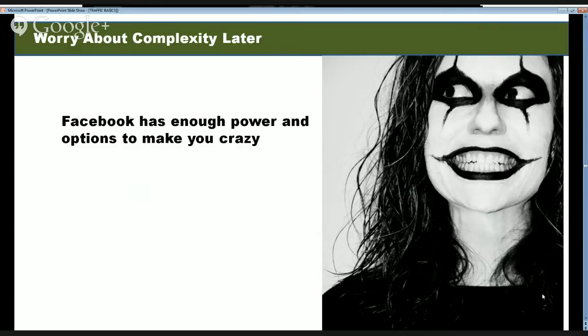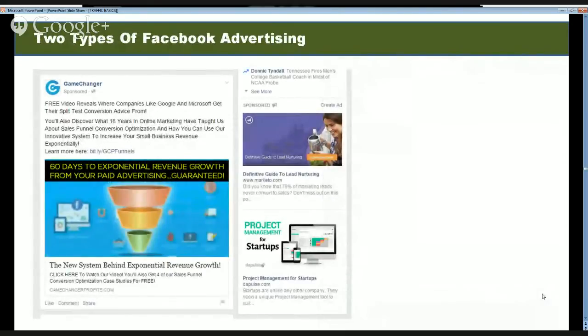If it costs you $12 or $15 or even $30 to acquire a customer, you can pay for that with your fast start bonus, no problem. So keep it simple. What we're going to show you today is the basics of how you can keep it simple. Later we're going to make it more complicated. There are a couple of different types of Facebook advertising that you need to know about.